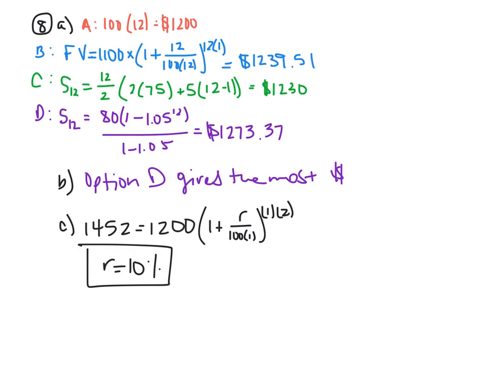Part B wants us to say which one we think she should choose. Option D ends up with the most money at the end of the year, so that's probably the one she should choose.